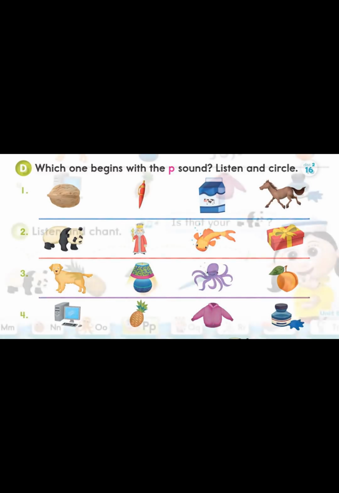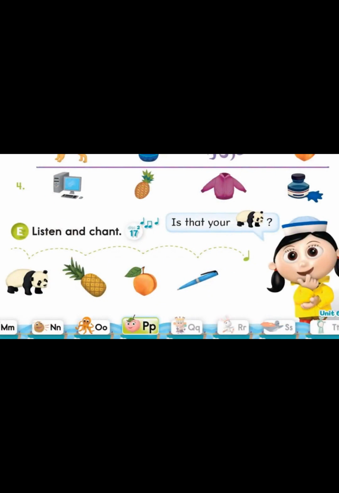Page 53. E. Listen and chant. Panda. Pineapple. Peach. Pen. Panda. Pineapple. Peach. Pen. Panda. Pineapple. Peach. Pen. Panda. Pineapple. Peach.